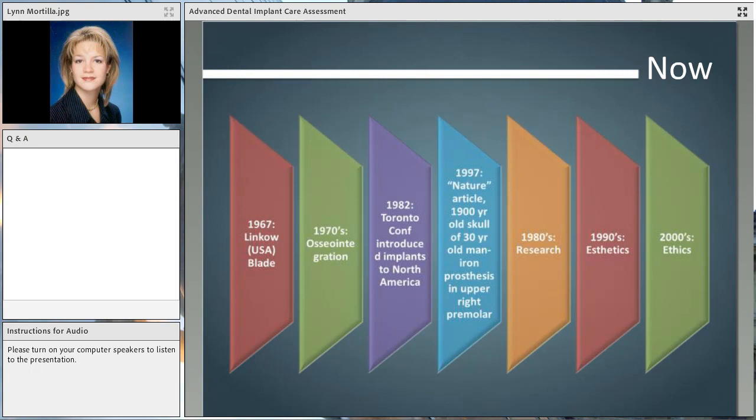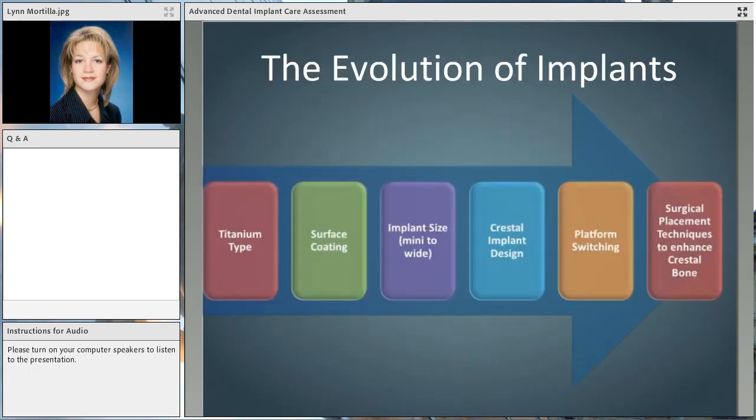So we've seen a lot of changes. We've seen a lot of aesthetic changes. We've seen a lot of ethical concerns. We've seen a lot of protocols born out of the ethical concern for implant dentistry, so that everyone is starting to practice in the same manner and mechanism on patients.